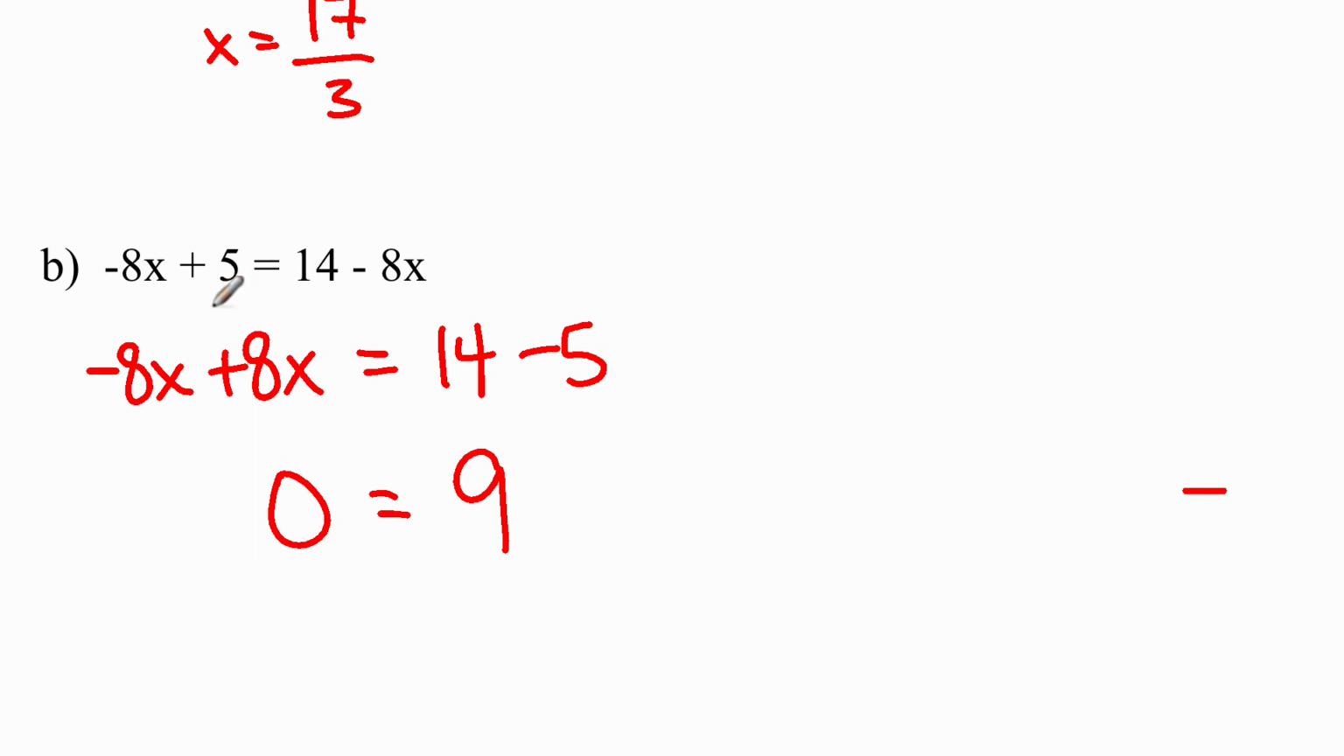Two things can happen when your x's go away. You can either get a true statement or a false statement. When you look at this, is 0 equal to 9? It's not, right? So 0 is not equal to 9. Therefore, what I'd say for this equation is that there's no solution.